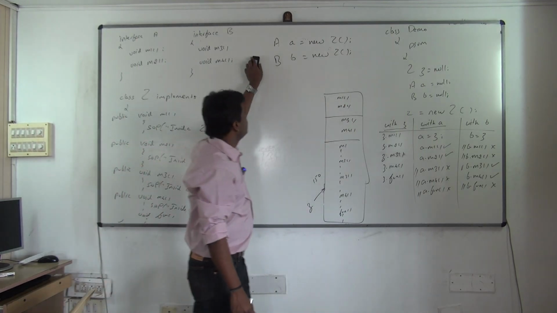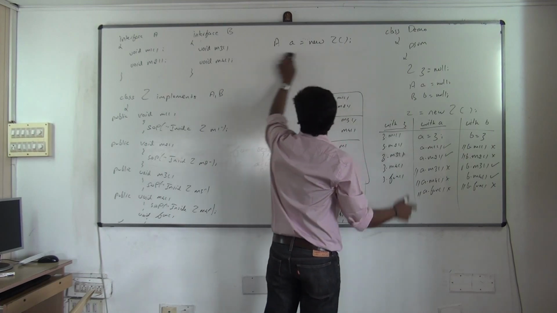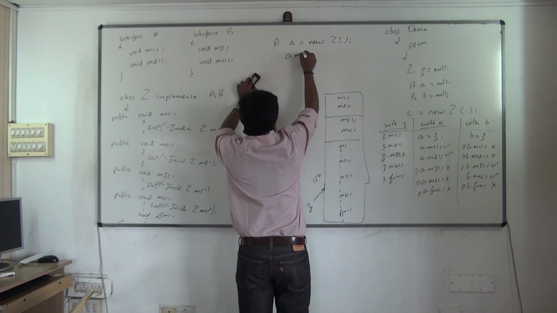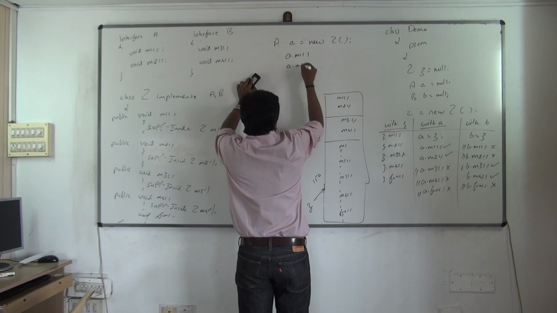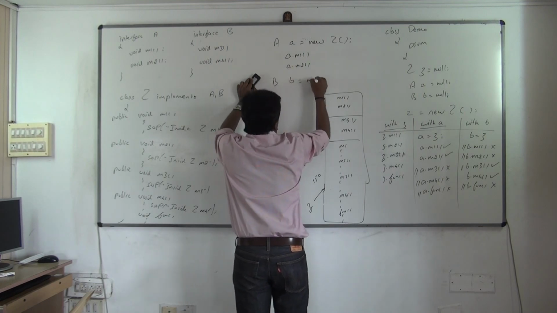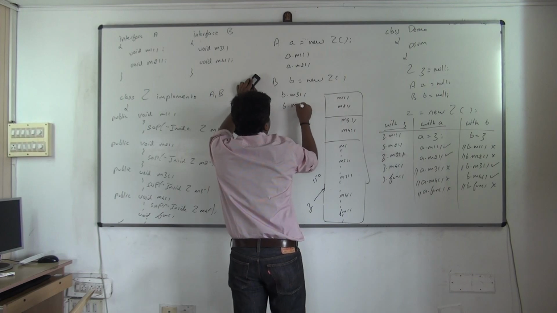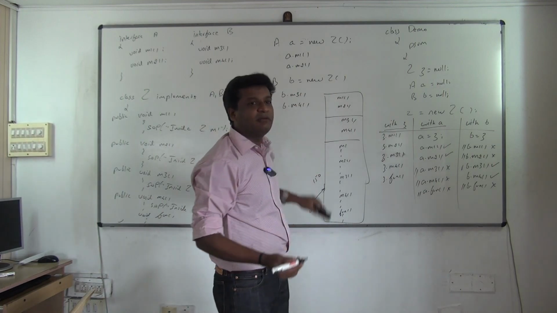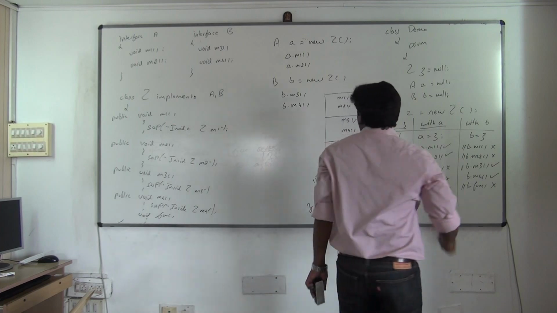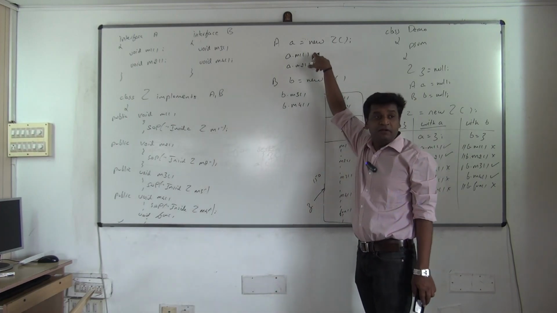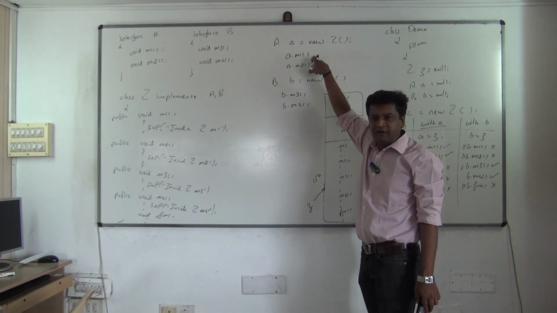But here the thing is, okay, one second. Even though A is equal to new Z, I can call only A.M1, A.M2. That's it. If I say B is equal to new Z, I can call only B.M3, B.M4. But both are valid statements. But if I want to access M3, M4, fun, typecast.